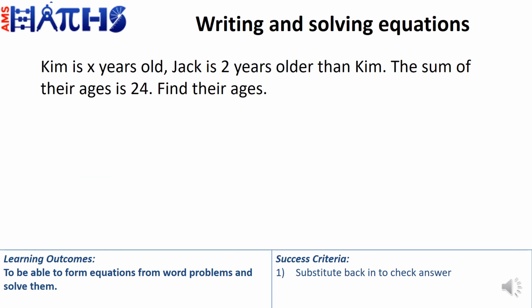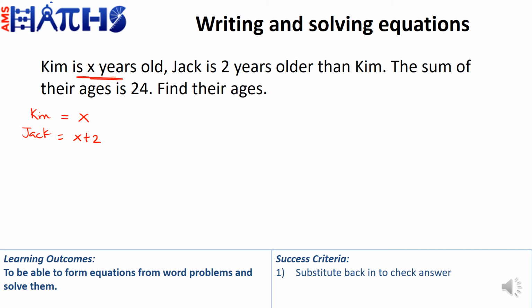Let's look at a few more problems and then you will do some independent work. So it says Kim is X years old. So we're going to make a note. Kim's age is X. Then it says Jack is 2 years older than Kim. So I'm going to make a note of that. For him to be 2 years older than Kim, it would be Kim's age plus 2 more because he's 2 years older.